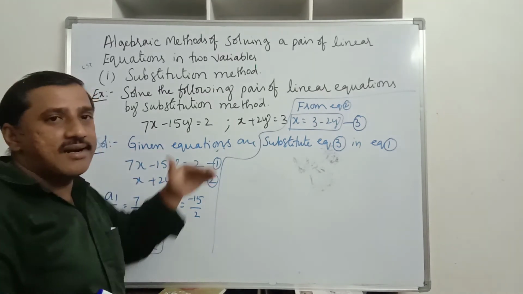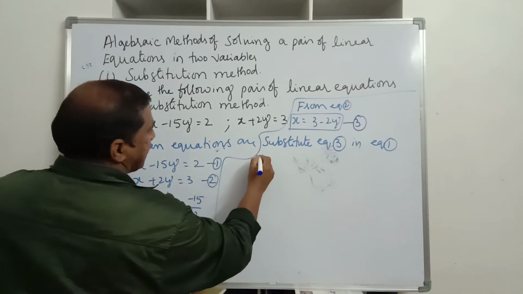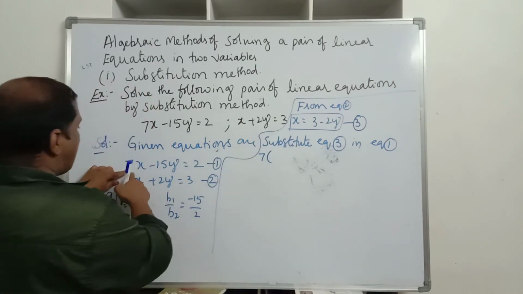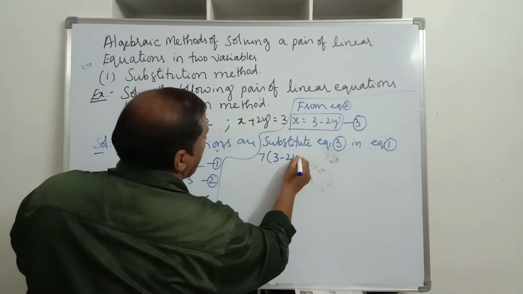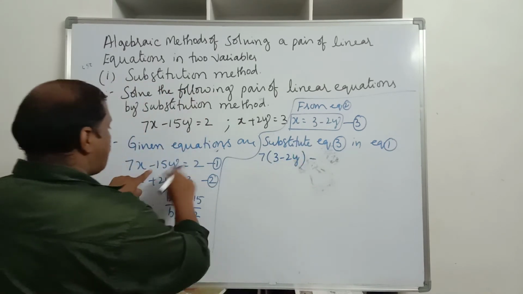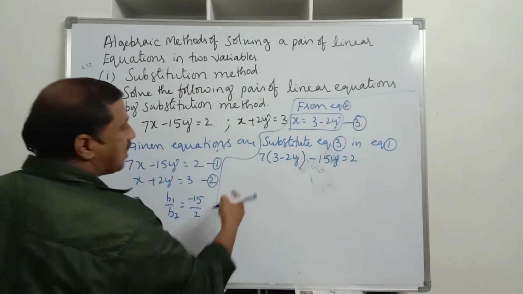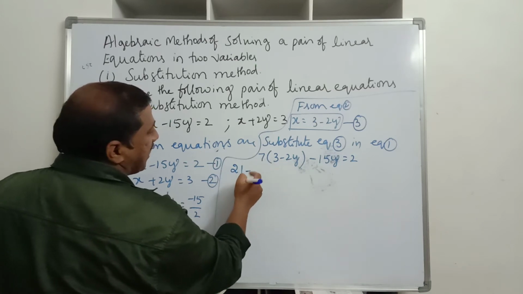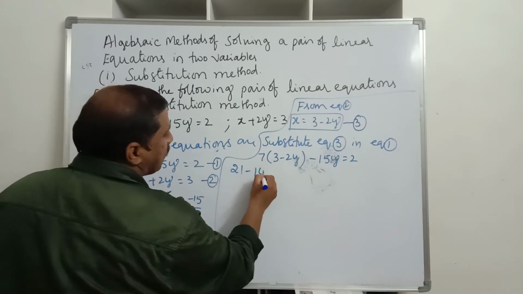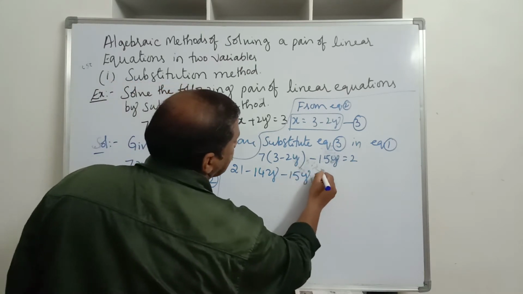After substituting, then solve the equation. What is equation 1? It is 7x, that is 7 into x. Substituting x is equal to 3 minus 2y, we get 7 into (3 minus 2y) minus 15y is equal to 2. Now 7 into 3, 7 threes are 21. Plus into minus is minus: 7 into 2, 7 twos are 14. So 21 minus 14y minus 15y is equal to 2.